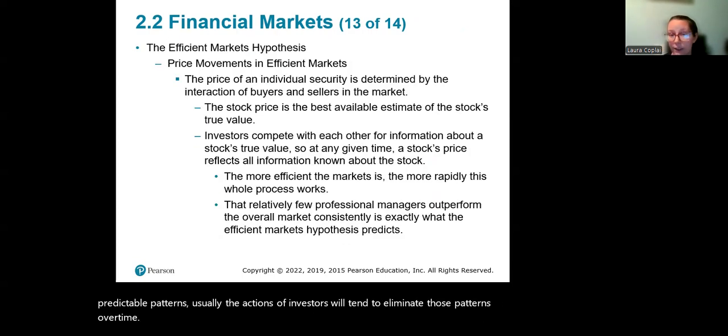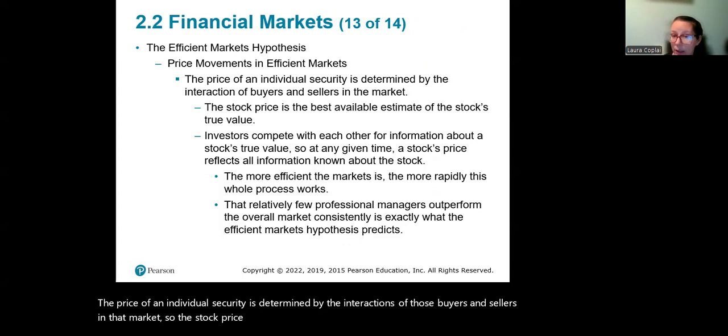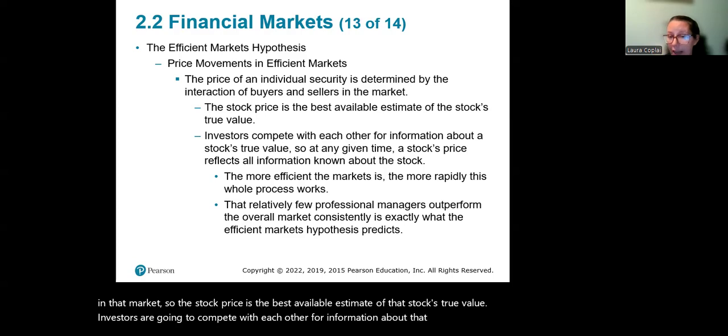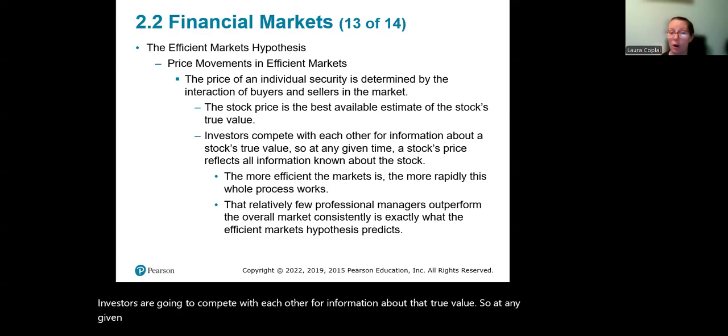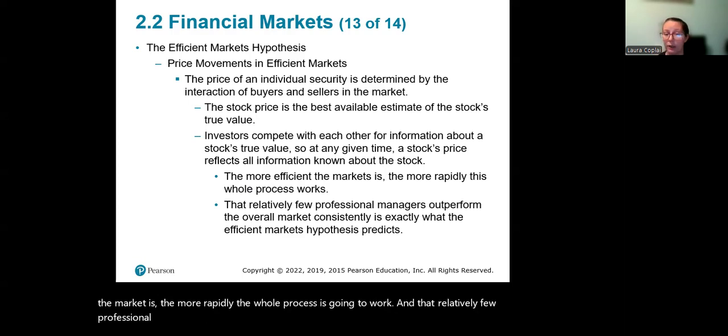The price of an individual security is determined by the interactions of those buyers and sellers in that market. So the stock price is the best available estimate of that stock's true value. Investors are going to compete with each other for information about that true value. So at any given time, the stock price reflects all known information about that stock. So the more efficient the market is, the more rapidly the whole process is going to work. And that relatively few professional managers outperform the overall market consistently is exactly what the efficient market hypothesis predicts.